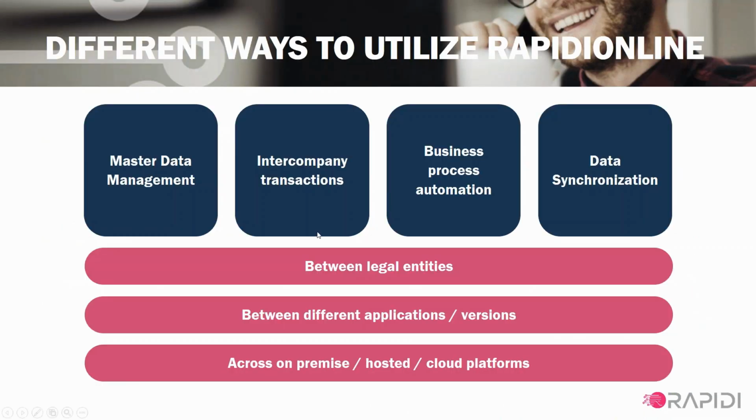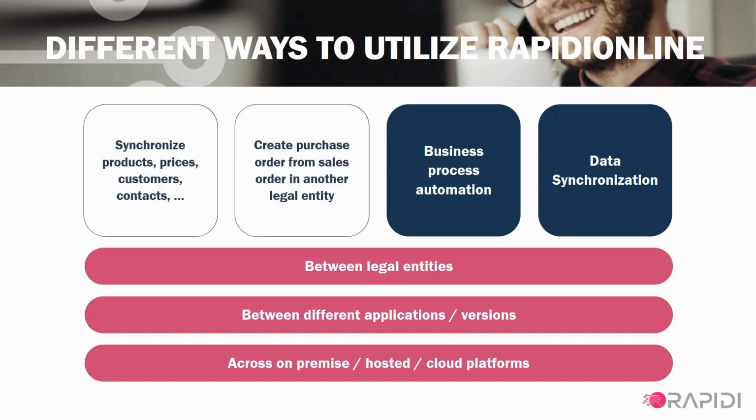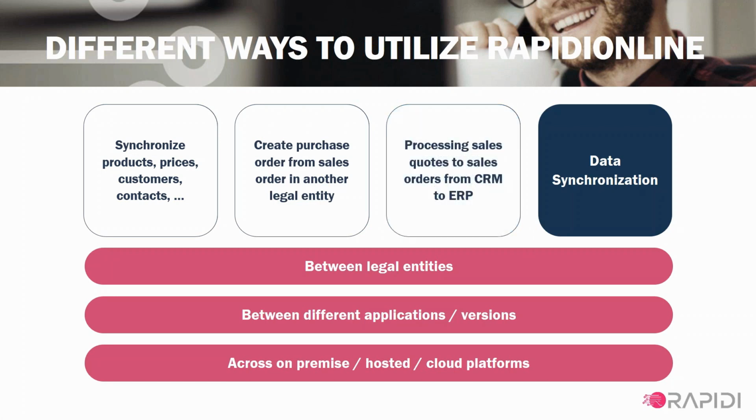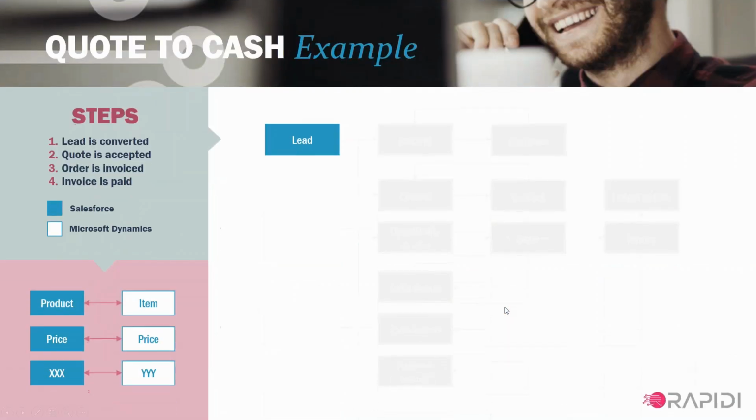The common scenarios are master data management, where you synchronize product prices and customers, etc. We have the intercompany transactions, where you can generate purchase orders from the sales orders. We have the business process automation, which is typically the quote to order from CRM to ERP, and general data synchronization to make better reporting between the different platforms, between different legal entities, and between different applications, even different versions of the applications.